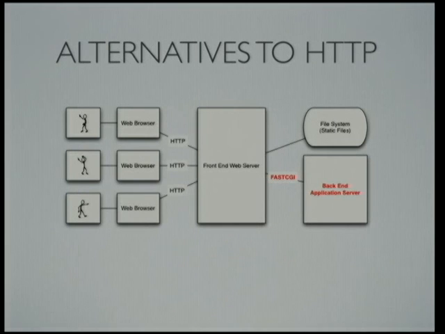Alternatives to Apache. That previous example we had was using the HTTP protocol to proxy through to a backend. We can replace HTTP with FastCGI. It's a protocol that came up many years ago. It's a more binary protocol. Your backend is then not strictly a web server as such, it's more an application server.